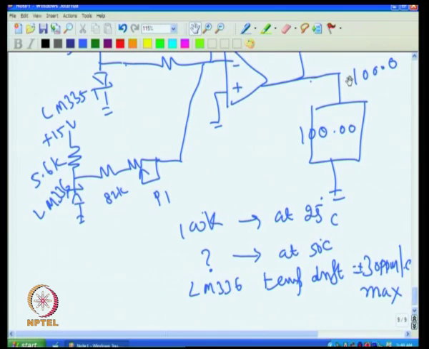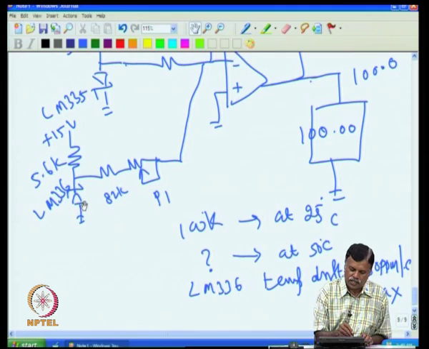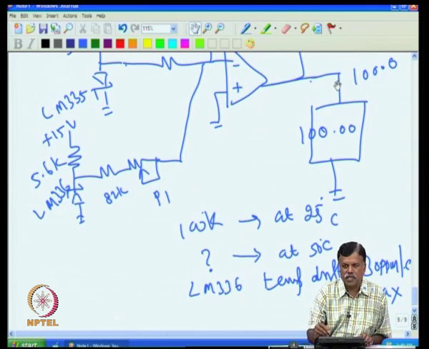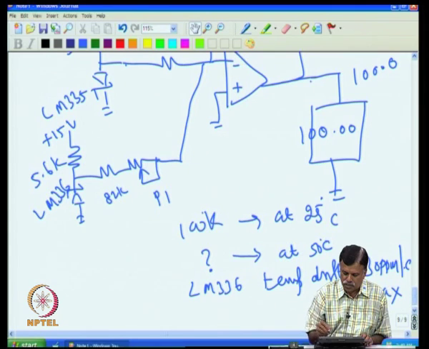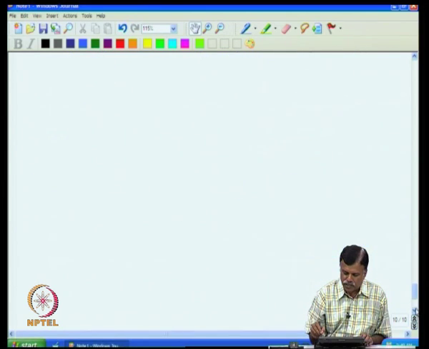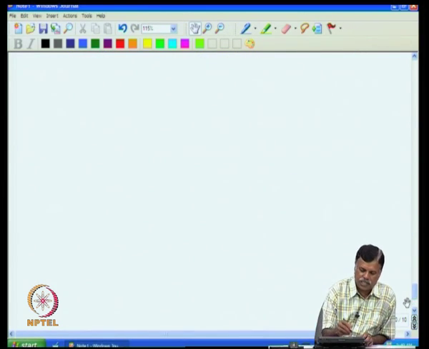Now, consider only this LM336, and with that only, if this alone is drifting, what is the expected temperature error at the output. Let us calculate this today. So, this is given as plus or minus 30 ppm per degree C. Now, we have to find what the working temperature range is. So, we have to decide on the working temperature range.